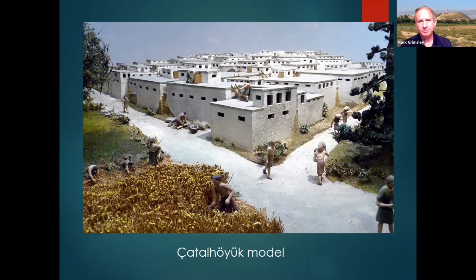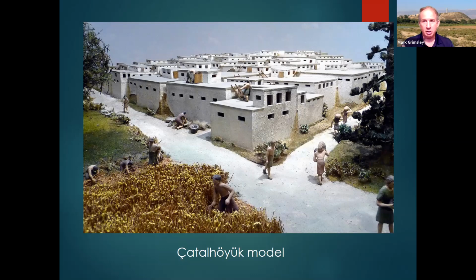Why do they do it that way? The answer, we think, is straightforward. Security. They had a lot of stuff to protect in Çatalhöyük, and they wanted to protect it. By living close together, the people could mutually protect one another.